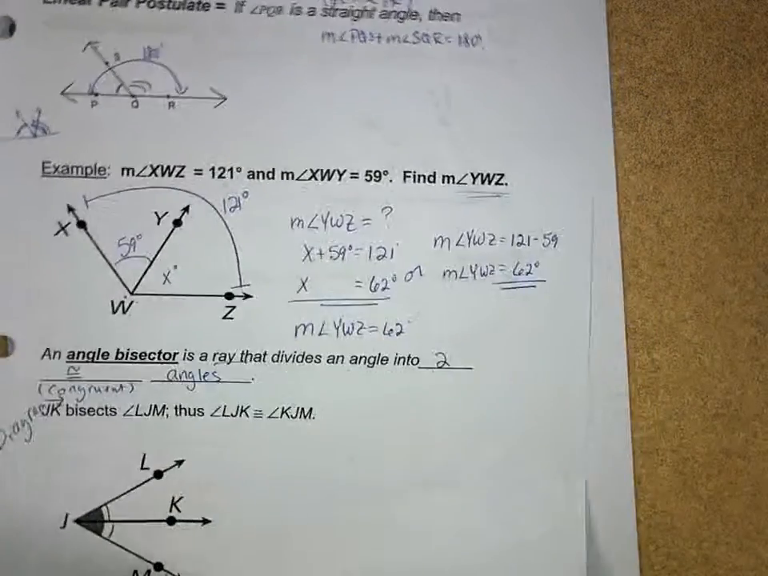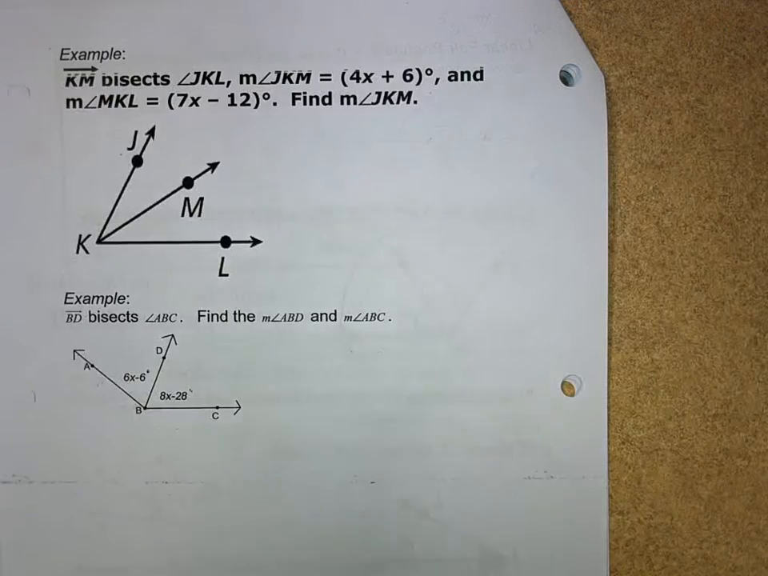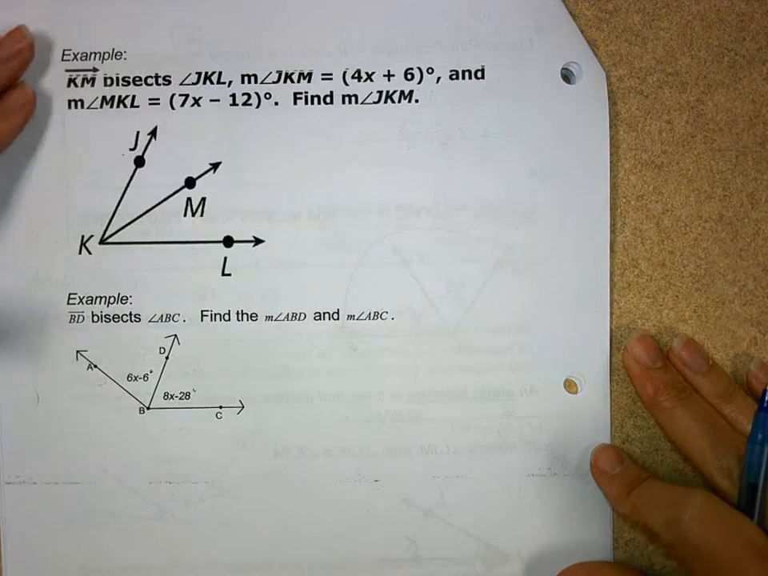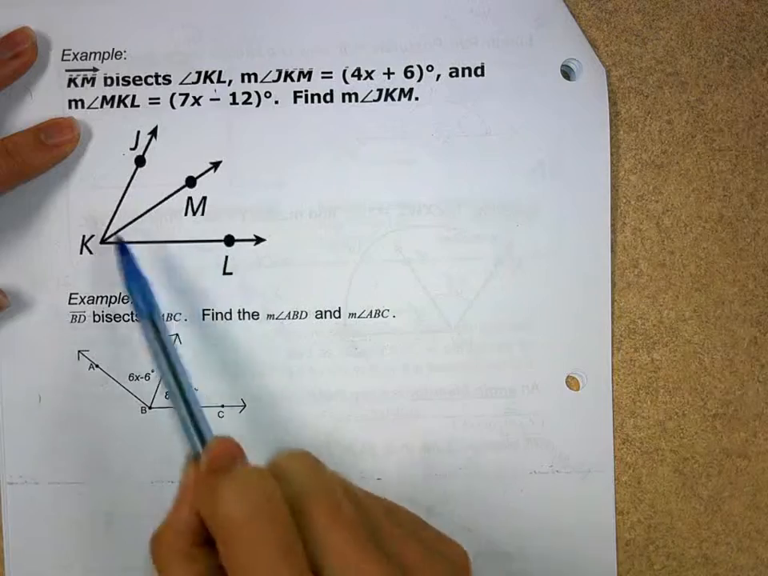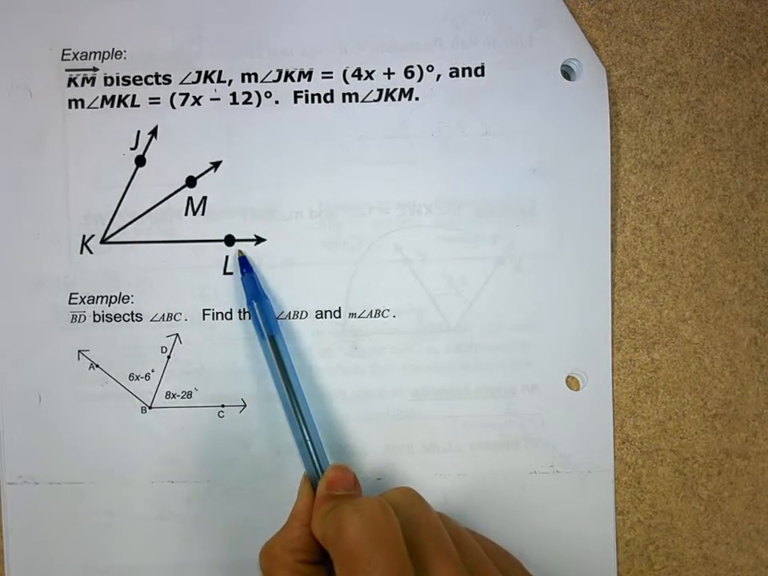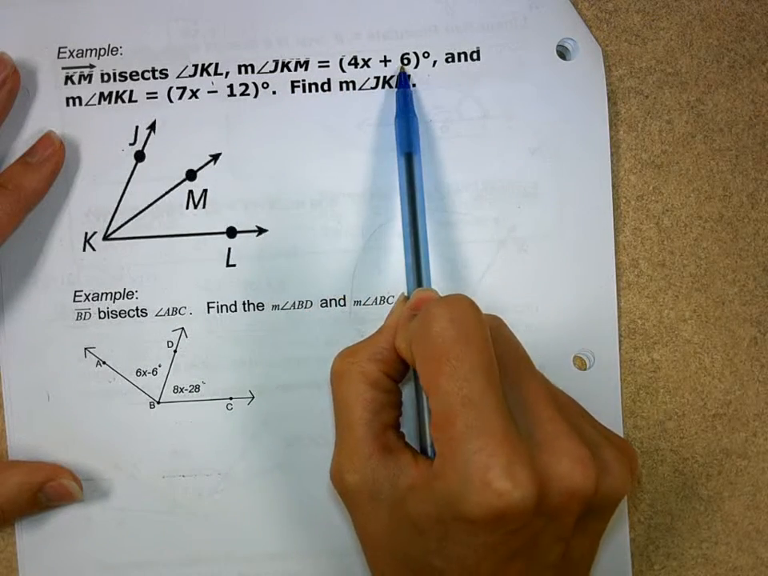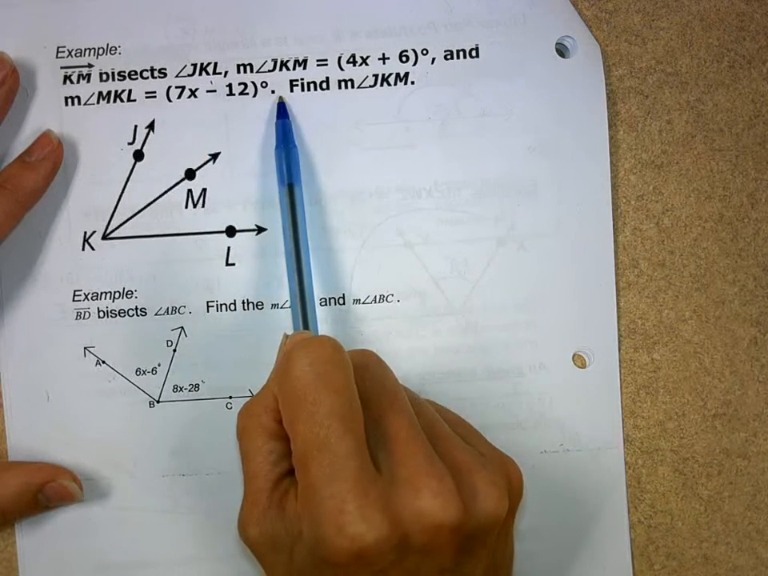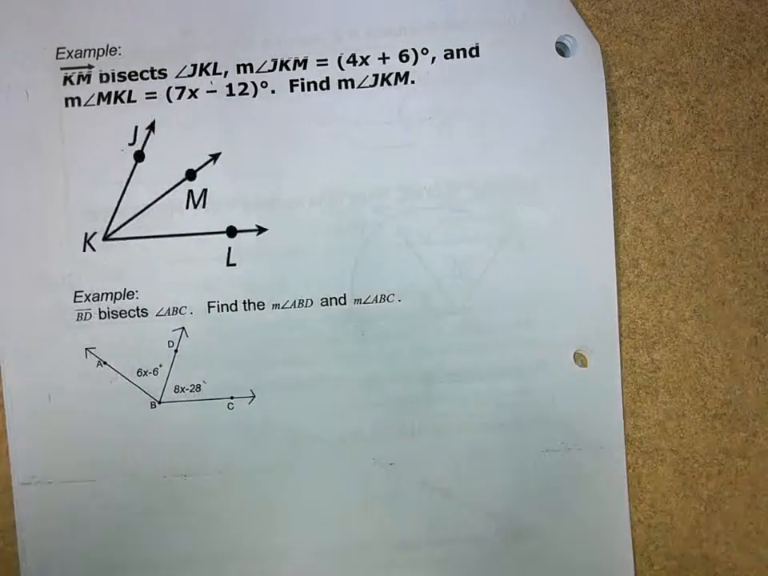So let's go ahead and work a few examples together. And I think you guys are going to do pretty well when we do these. All right, what do I have? What's my problem? Well, the good thing is I have a diagram, and I have very specific givens. It says ray KM bisects angle JKL. Keep that information in your head. I know the measure of angle JKM is 4x plus 6 degrees, and the measure of angle MKL is 7x minus 12 degrees. Find the measure of angle JKM.